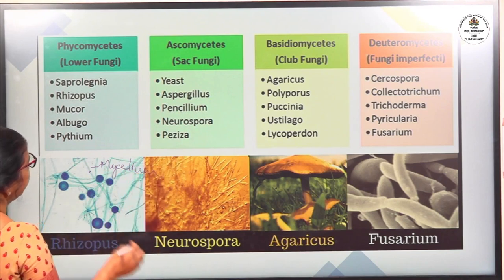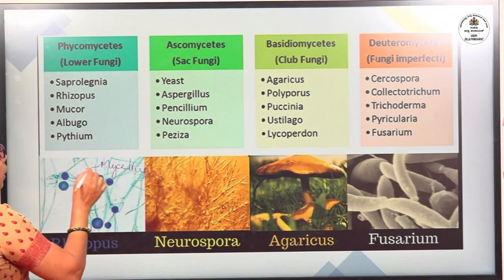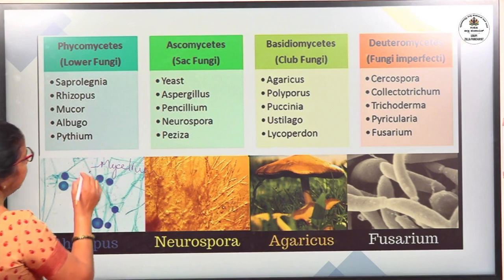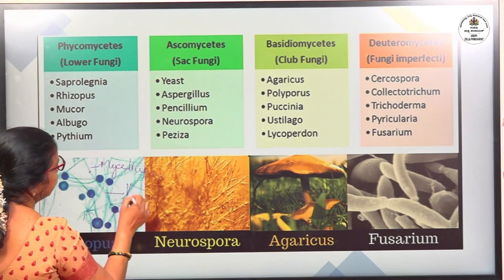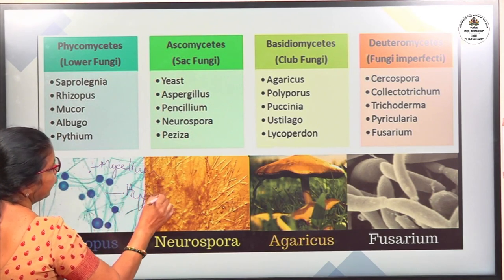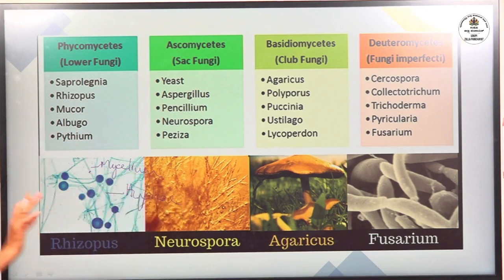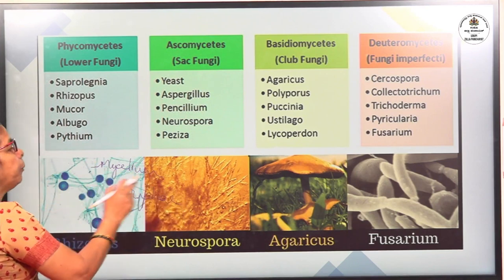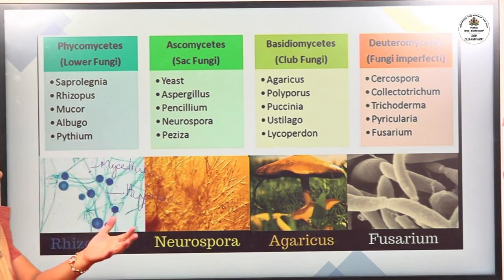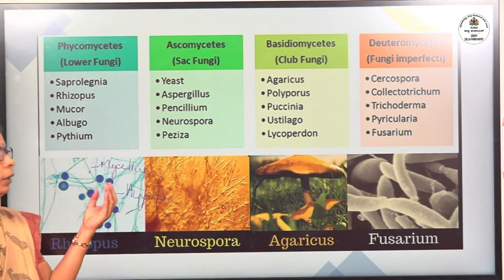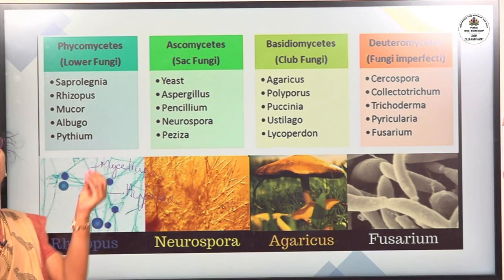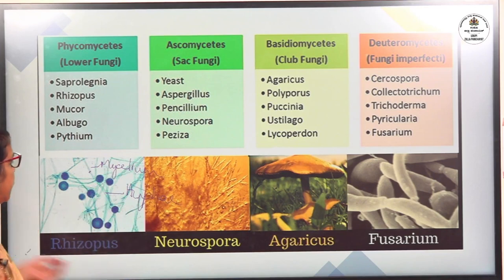Okay, then the fungal body is mycelium, and these filamentous structures are said to be hyphae. So many hyphae are interwoven and they form a mycelium. From the mycelium, fruiting bodies, the reproductive structures, come out.